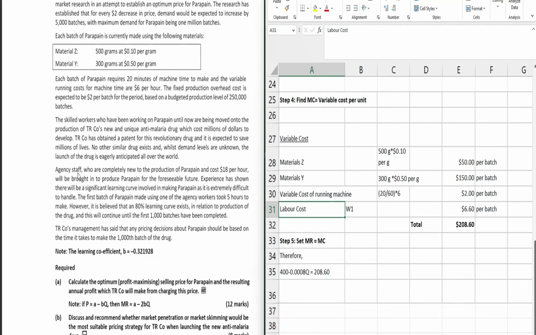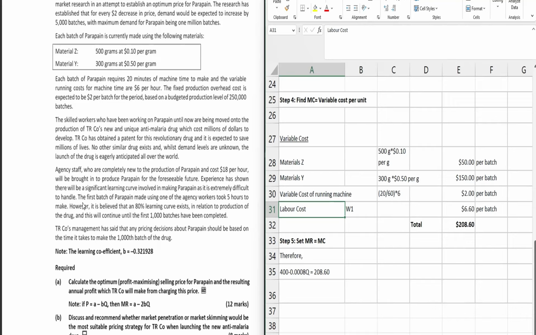So now they are saying they will hire agency staff who are completely new to the production of paraffin, and they will cost around 18 per hour. Okay, so this labor will be hired to produce the paraffin for the foreseeable future. And experience has shown that there will be a significant learning curve involved in making paraffin, as it is extremely difficult to handle. Obviously, if the process is complex, there will be a learning curve, like whatever time the labor takes initially to make this product, later on they will take very little time. This is how a learning curve works.